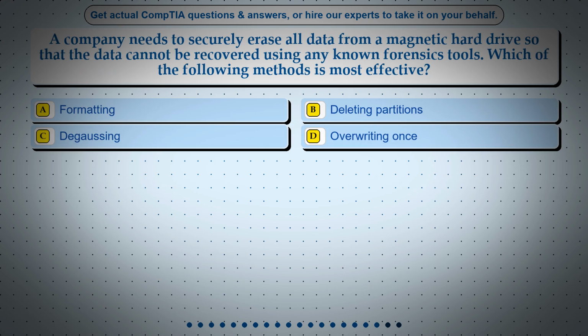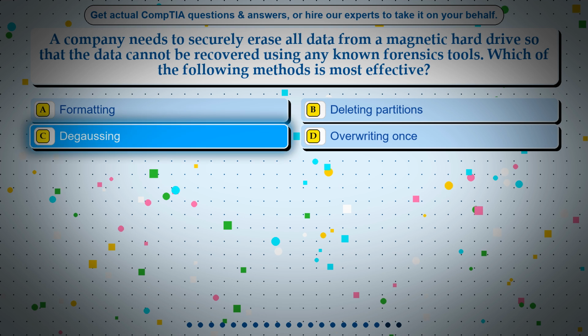Question 18. A company needs to securely erase all data from a magnetic hard drive so that the data cannot be recovered using any known forensics tools. Which of the following methods is most effective? Option A, Formatting. Option B, Deleting partitions. Option C, Degaussing. Option D, Overwriting once. The correct answer is option C.